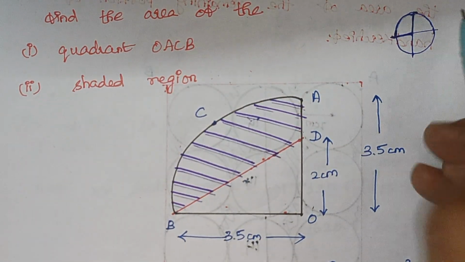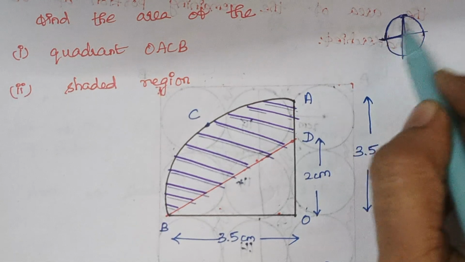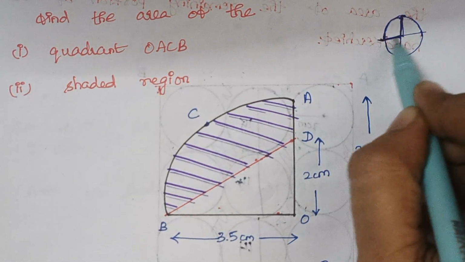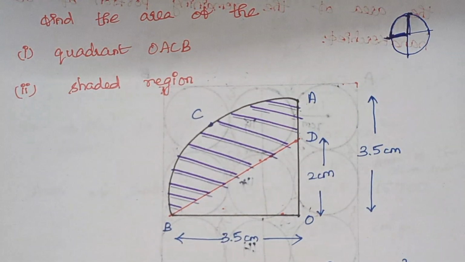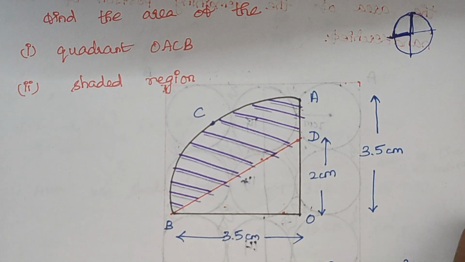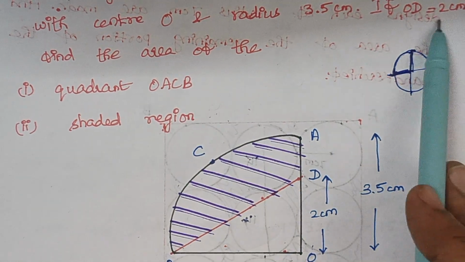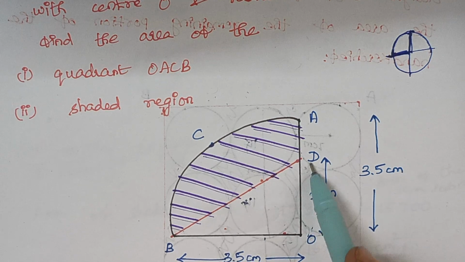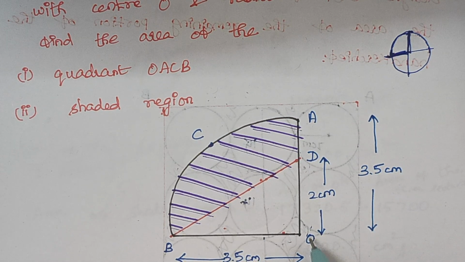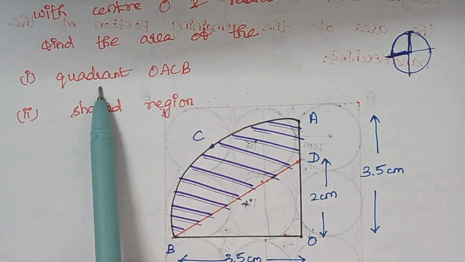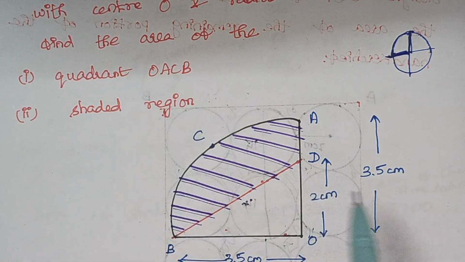So here you see, this is a quadrant, right? This is one radius and this is another radius. So here the value is 3.5 and they had given the value of OD as 2. So here OD is 2 centimeter. We have to find the area of the quadrant OACB, right?